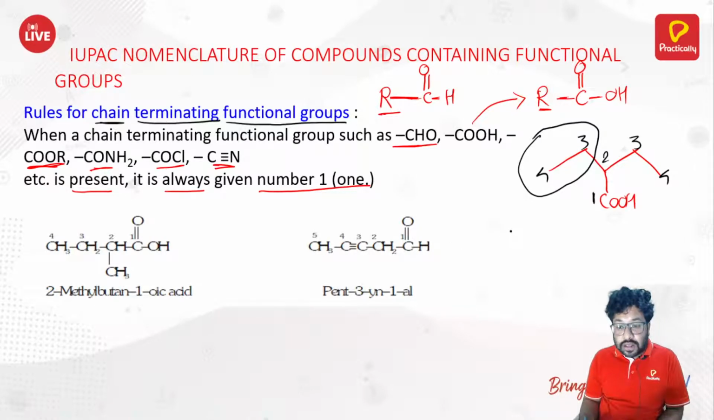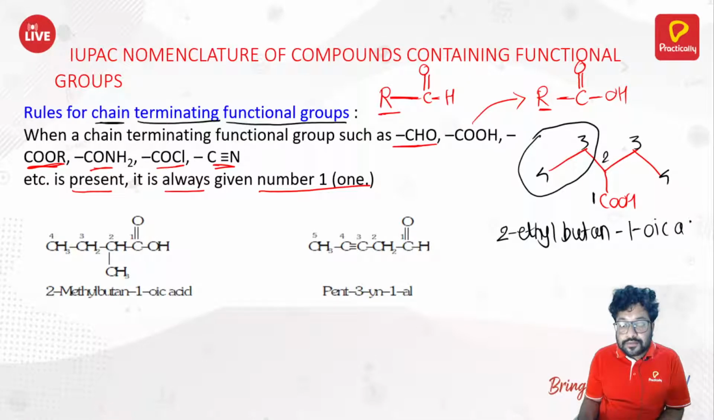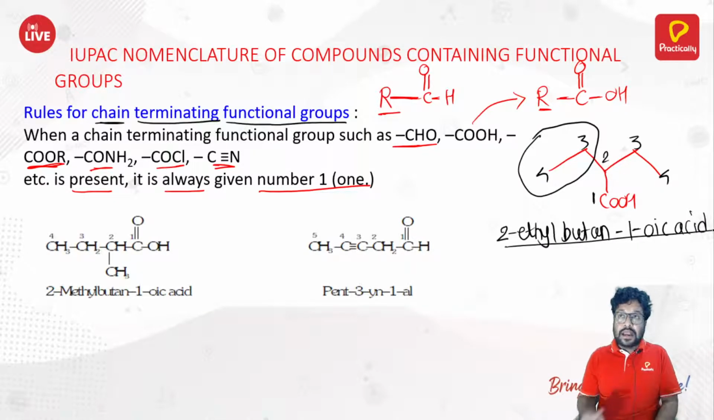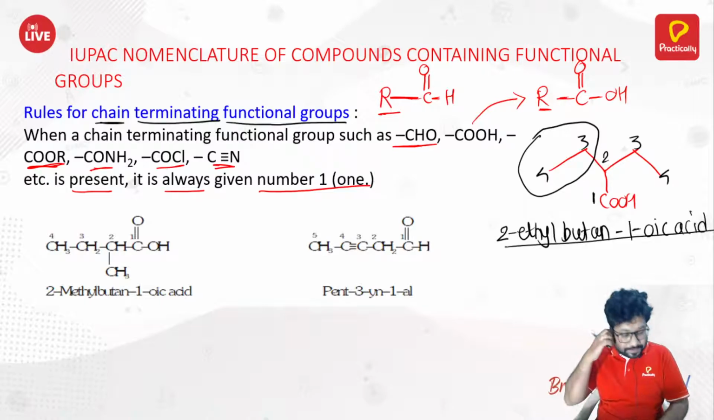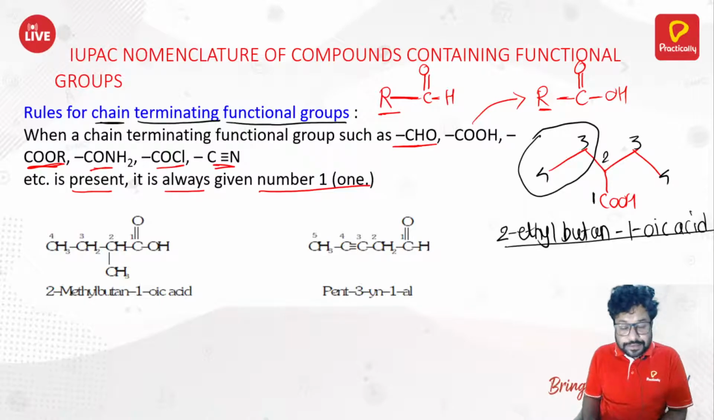Then what do we call that? 2-ethyl butane-1-oic acid. That is how we name it, right? 2-ethyl, alkane, and the number at which COOH is present. It is generally present at the first position, obviously. So in fact, you don't need to put that number there also. So you can say 2-ethyl butane-1-oic acid. It doesn't matter.